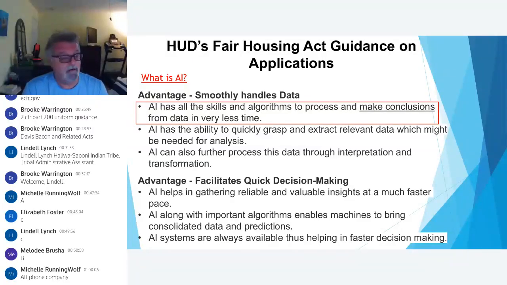It's everywhere. It's everywhere, folks. You know that now. Okay. It has, in the third bullet, AI can also further process data. Yes, it can. It's all about data.